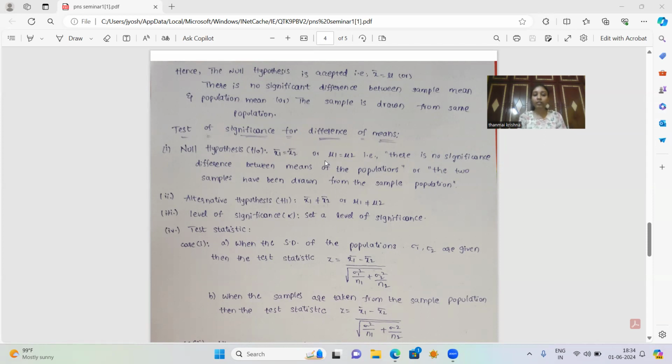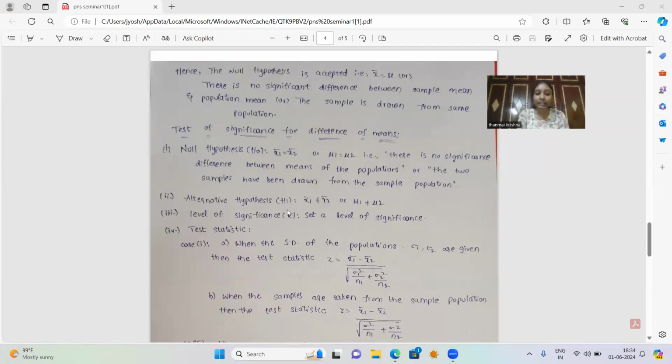Next one, like before, we are going to check the alternate hypothesis, that is x1 bar is not equal to x2 bar, or mu1 is not equal to mu2. Next, we are going to set a level of significance. Next, we are going to calculate a test statistic.